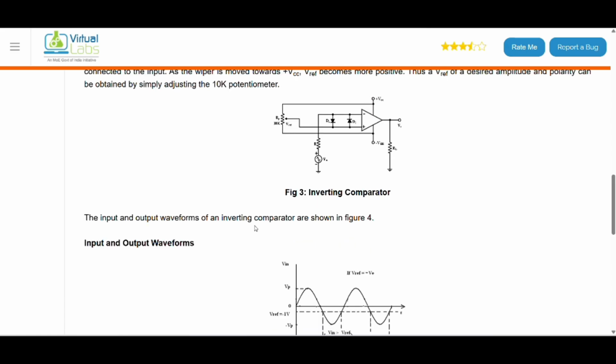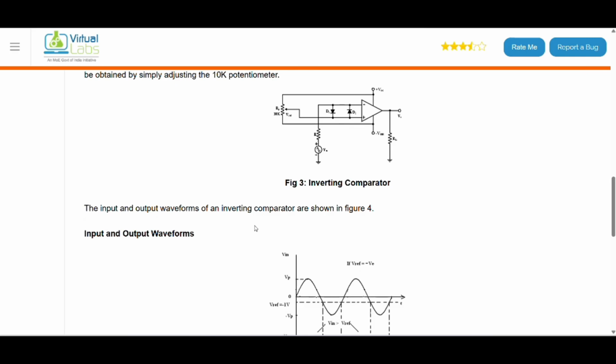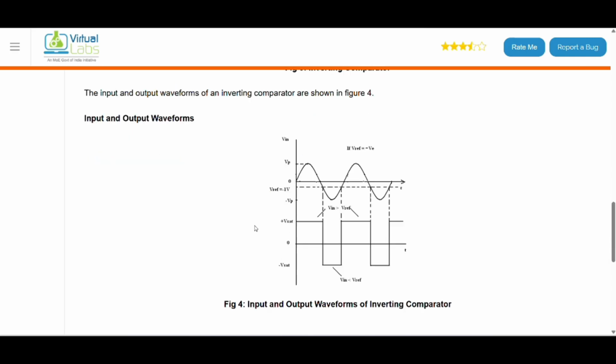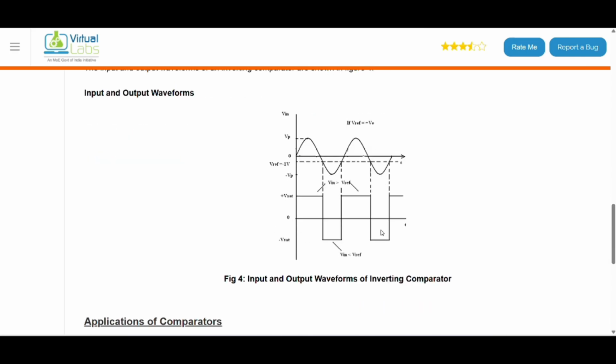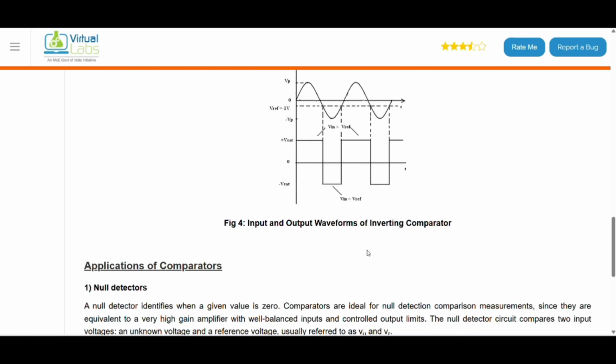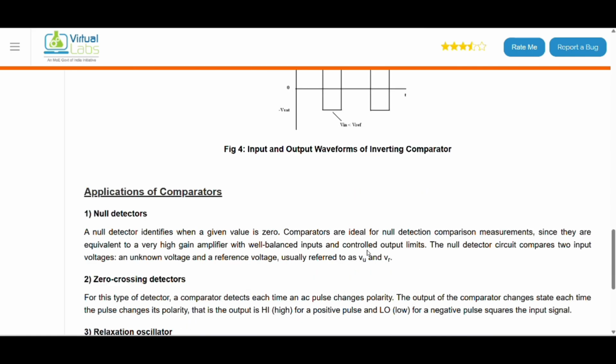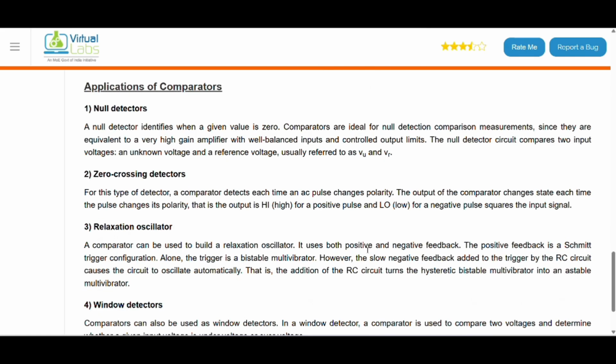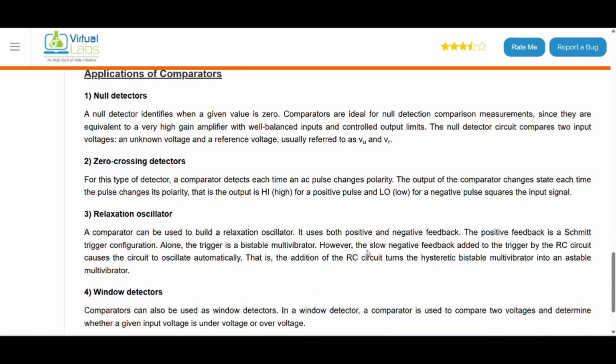So let's see the input and output waveforms of an inverting comparator. So here are the input and output waveforms of the inverting comparator. After this, the applications of comparators. There are four applications. First, null detectors. Second, zero crossing detectors. Third, relaxation oscillator, and the fourth is window detectors. So first is null detectors. Let's see about null detectors.